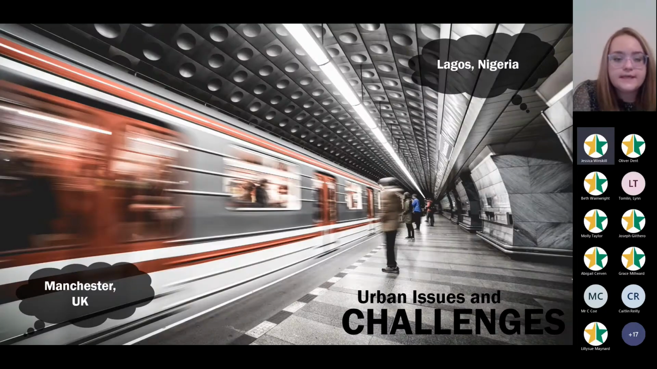So the first section is urban issues and challenges. So looking at urban environments, so our major cities across the world. And we do a big case study on Lagos in Nigeria, looking at some of the opportunities and challenges there, and looking at how they are moving forward in becoming more of a global city. And then we look at Manchester, again, looking at the opportunities and challenges with a focus on regeneration and sustainability.